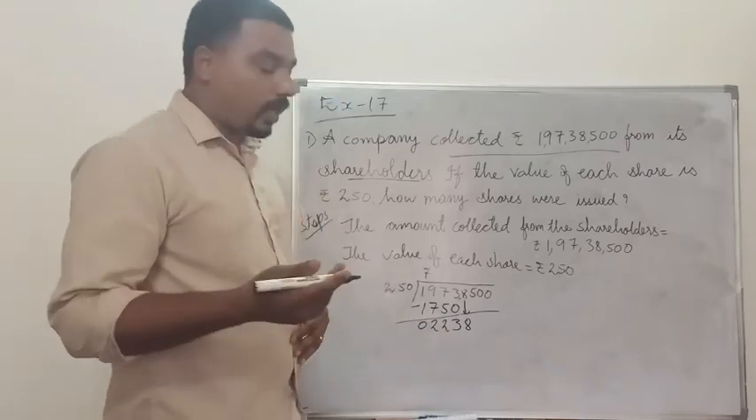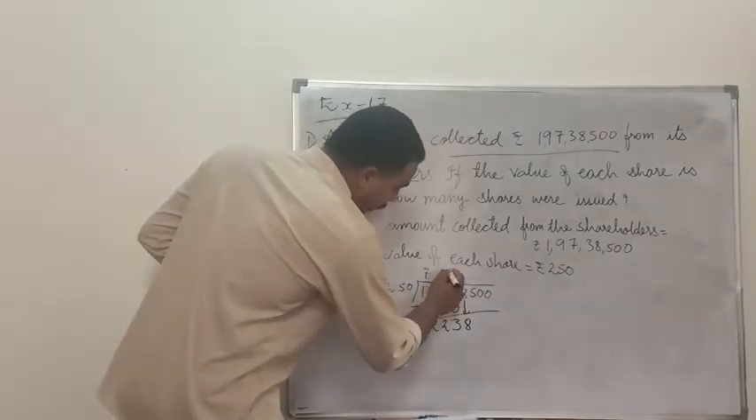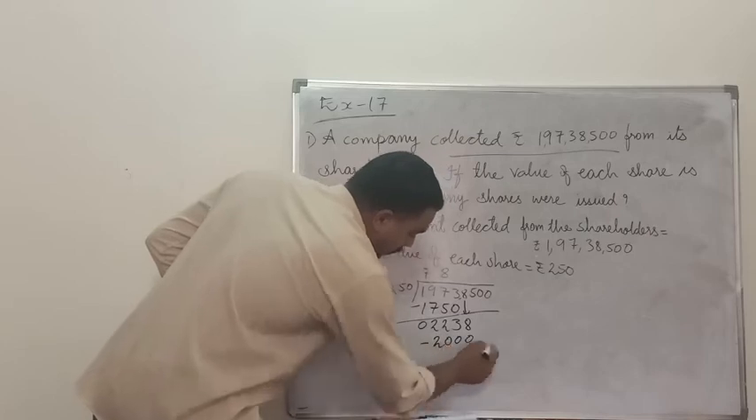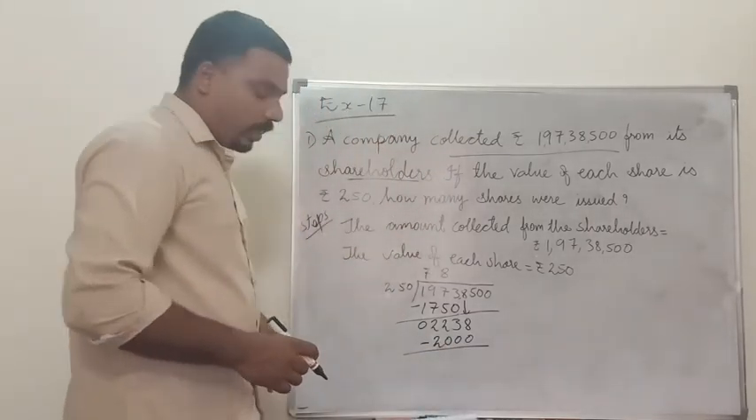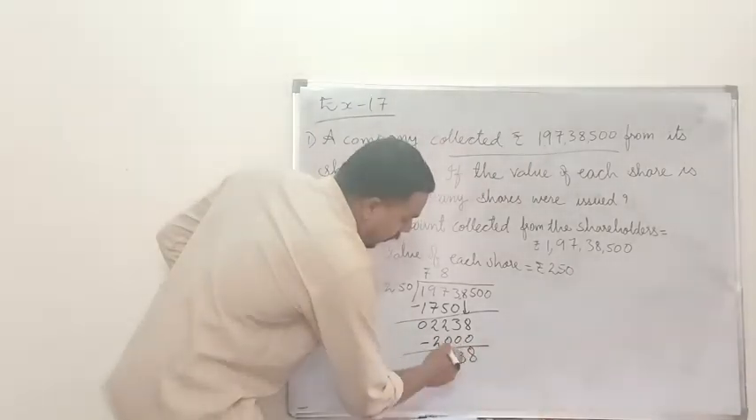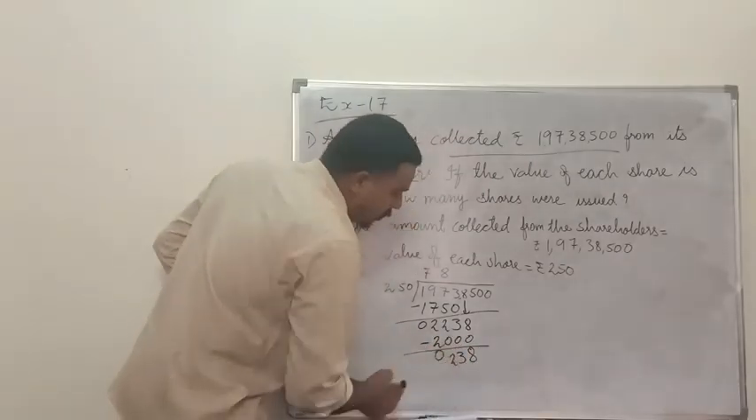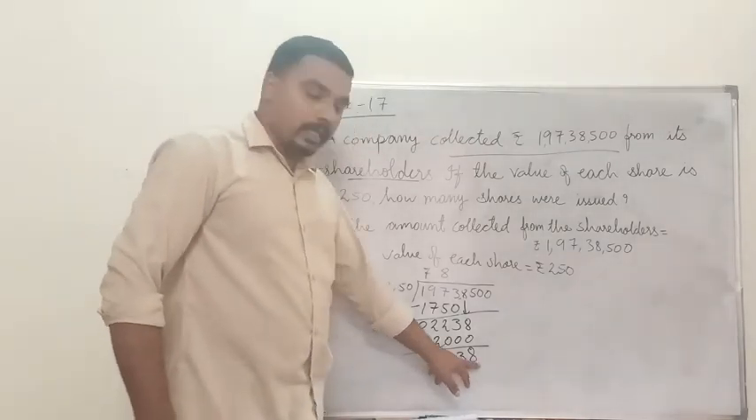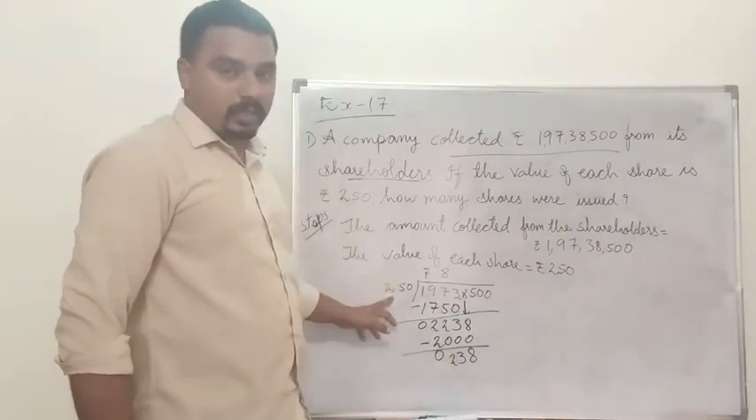So we have to multiply 250 into 8 is equal to how much? 2000. Is it or not? So next we have to subtract. Subtract, here it is 8, 3, 2, here it is 0. Again we have got 238, which is less than the divisor.